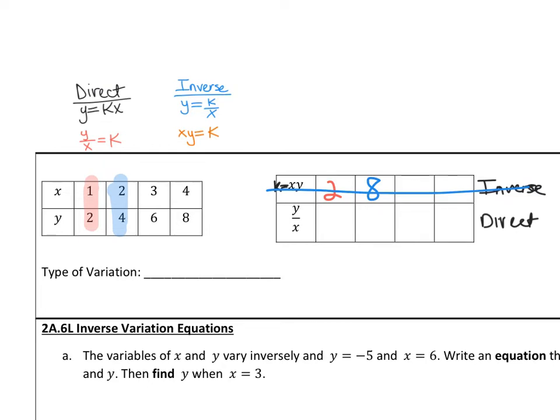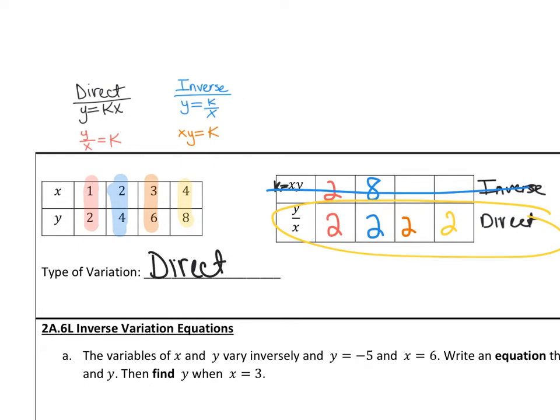So this is 2 divided by 1, 2. 4 divided by 2, 2. 6 divided by 3, 2. And the last one would be 8 divided by 4, that would be 2. Since all those numbers are the same, we have proven that this is direct, okay? So type of variation, this is direct variation.